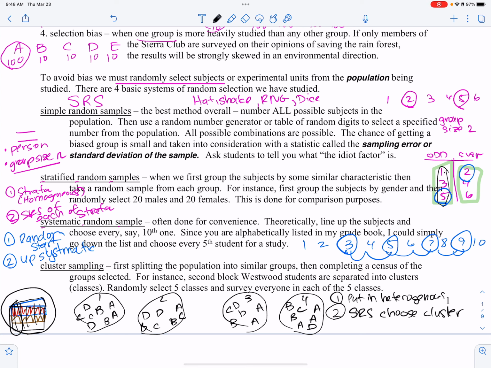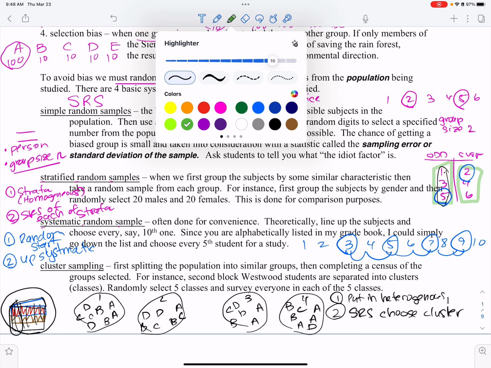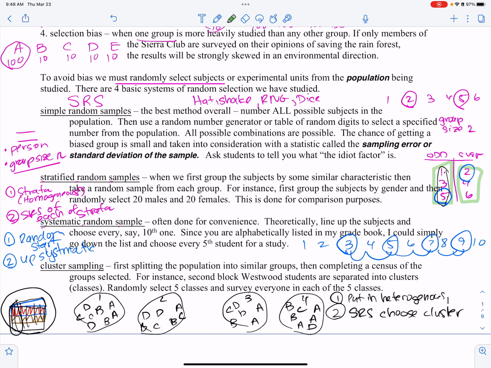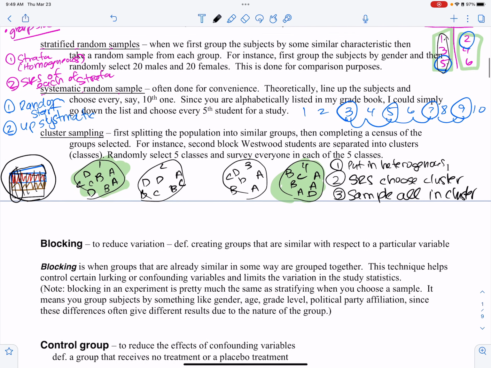And second, so first of all, you put them in heterogeneous groups. Secondly, you do an SRS to choose the cluster. And so if I did an SRS, that's a simple random sample. Let's say I chose 4. And if you notice, I'm coloring the whole thing, because then the last step is that you're going to sample all in the cluster. So if I were to choose 2 of them, if I randomly chose 2 of them, 1 and 4, I would do all the people in 1, and all the people in 4 would get my sample.